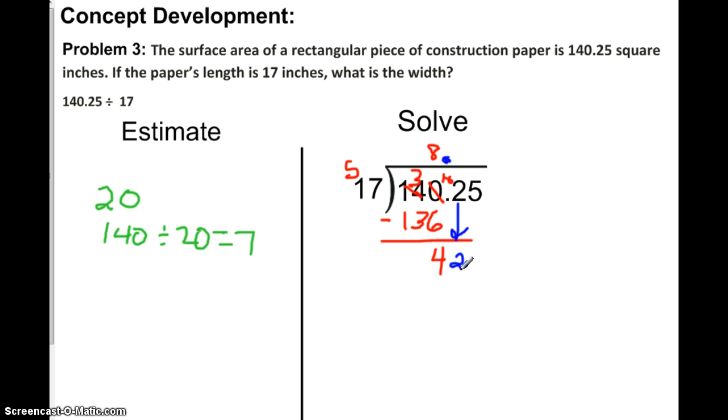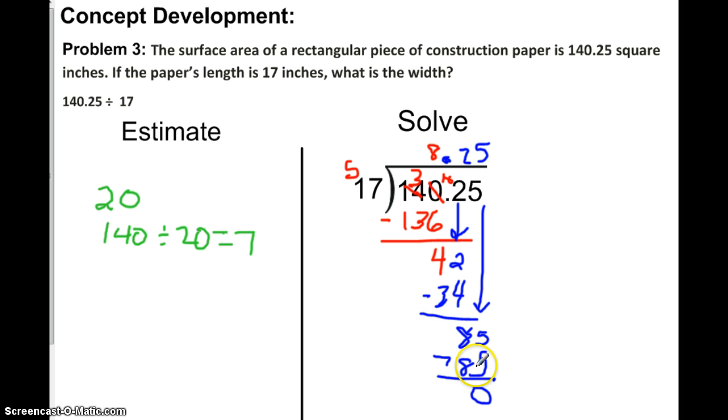42 divided by 17 would be 2, and 2 times 17 is 34. Subtract, and I get 8, and I bring down my 5. 85 divided by 17 is 5. 5 times 17 is 85. And that's a nice, neat little package there. So the answer is the width is 8 and 75 hundredths square inches. Ooh, that's terrible writing. So sorry.